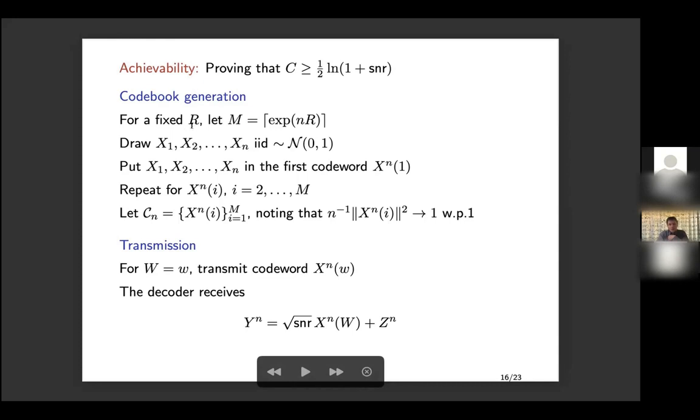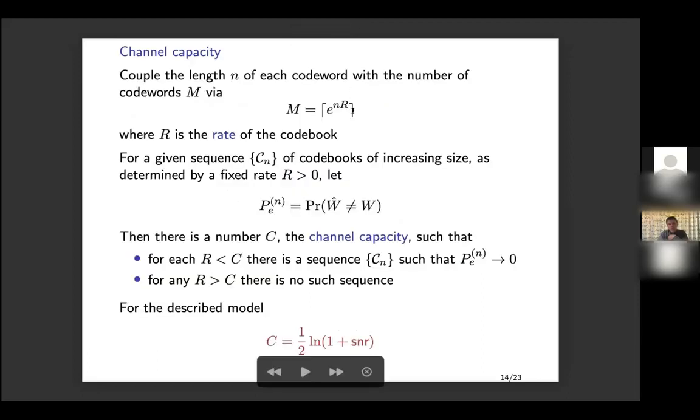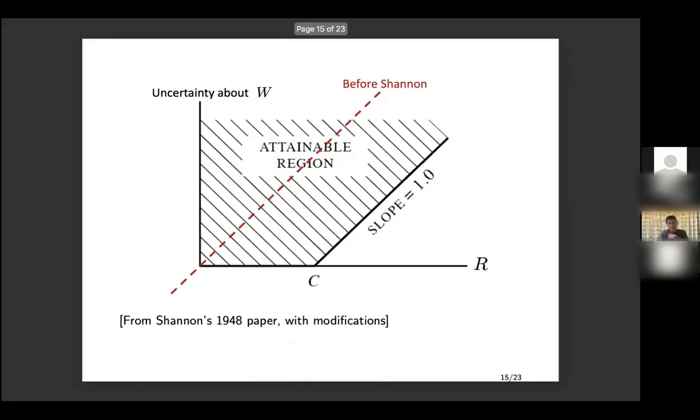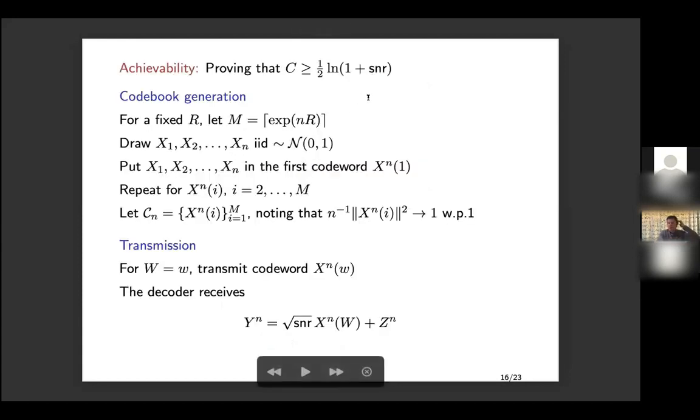So you have the fixed rate. Remember what rate is. Rate characterizes the relation between the length of the code words and the number of code words. And we want the rate to be high because that means more code words per code word length. For fixed rate, fix M, and N of course is fixed also. Then draw N independent, equally distributed Gaussian samples, 0, 1 Gaussian, and put them in the first code word. And repeat this for all the other code words. So do this M times. So you draw independent, equally distributed, normal or Gaussian 0, 1 variables and put them in the code book.